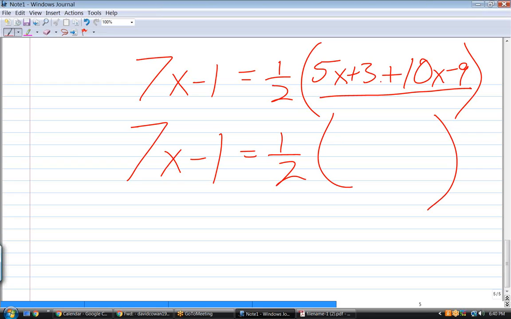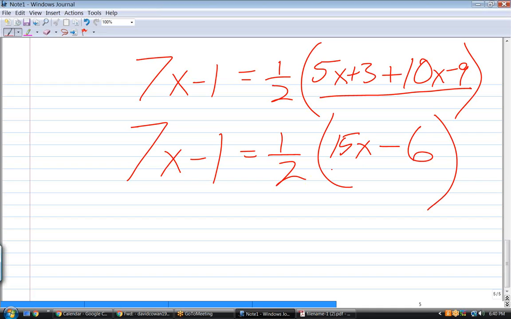Combine like terms. Oh, that's right. Yeah, my bad. So it'd be 15x plus or minus 6, my bad. So that's 2. Now we still have parentheses.